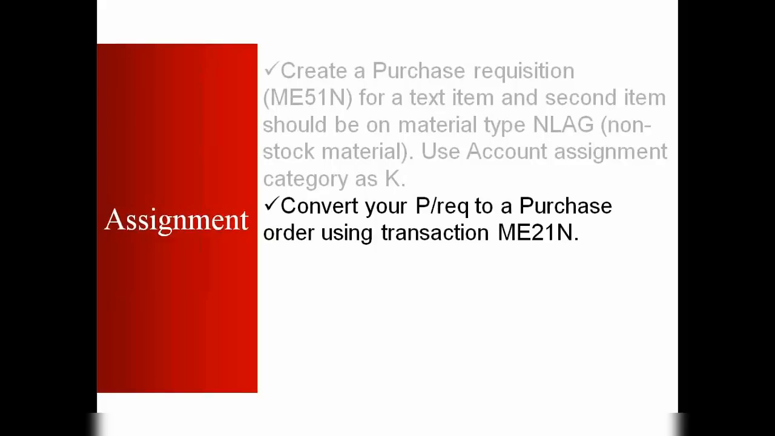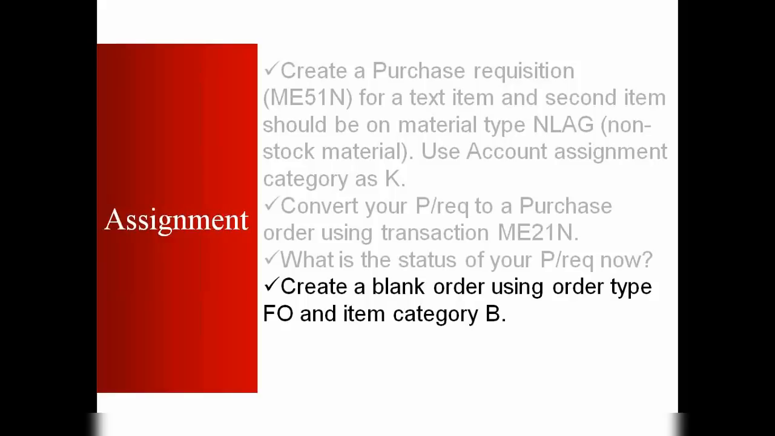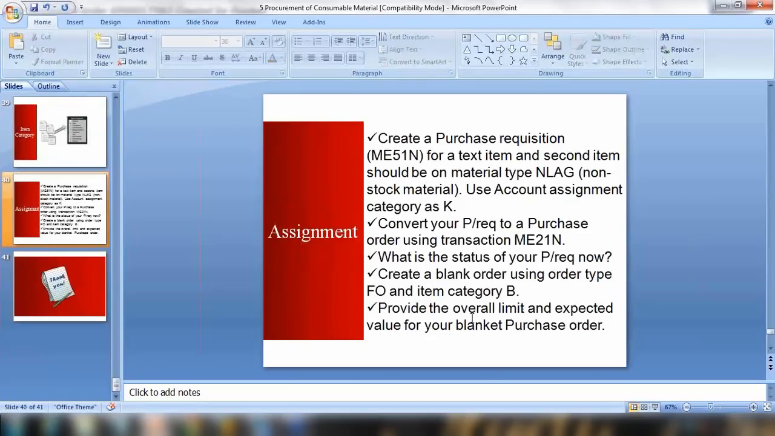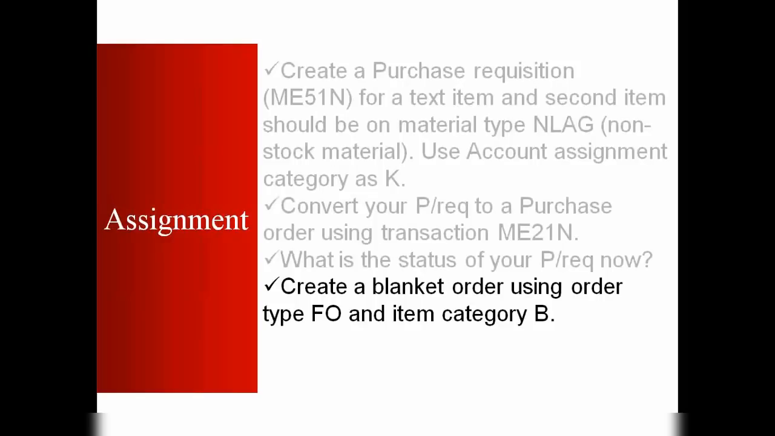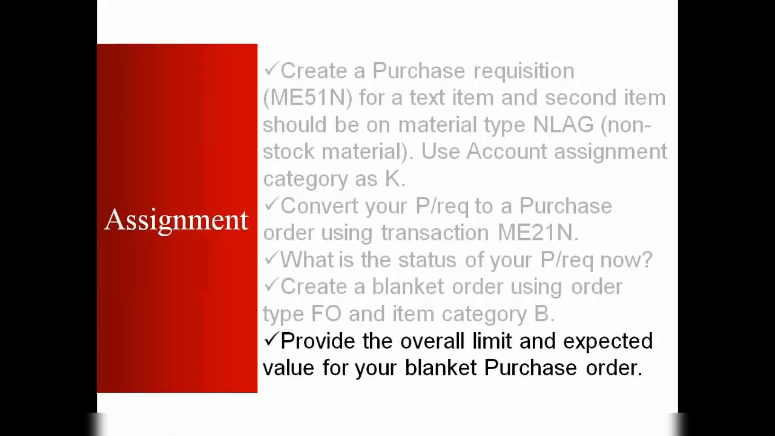Now check the status of the purchase requisition. What is the status of the purchase requisition? Converted, edited, what? And also to practice, create a blanket purchase order using type FO and item category B, like I just did. Also provide the overall limit and expected value, whatever data is required or mandatory for a purchase order. So if you just do this, you will have a better and deeper understanding of the purchase requisition process and everything, and how the system behaves.